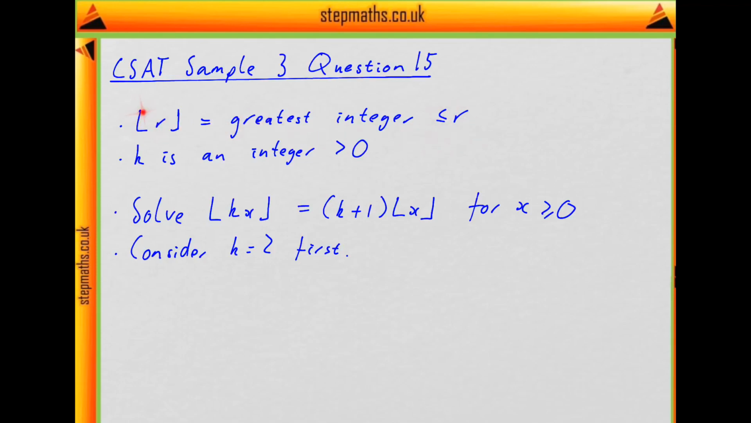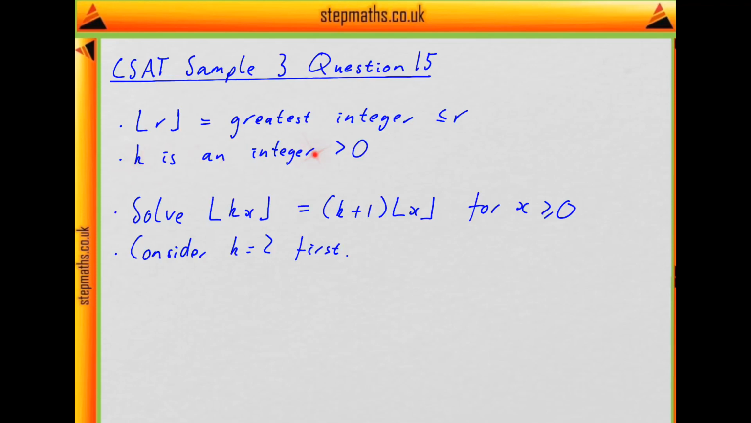So for instance, if r is 1, this is going to be equal to 1. If r is 1.2, it's also going to be equal to 1. If r is 2.1, it's going to be 2, etc. So you can think of it as just the integer part of r. If the inside could get negative, you'd have to think slightly deeper, but it doesn't matter because the thing inside is always going to be positive.